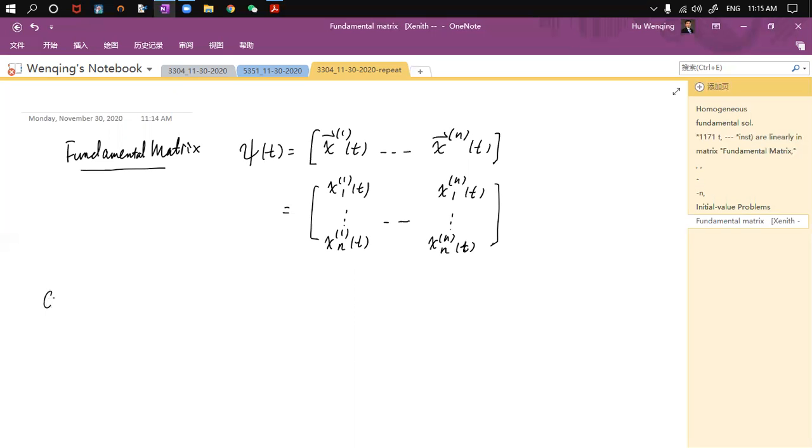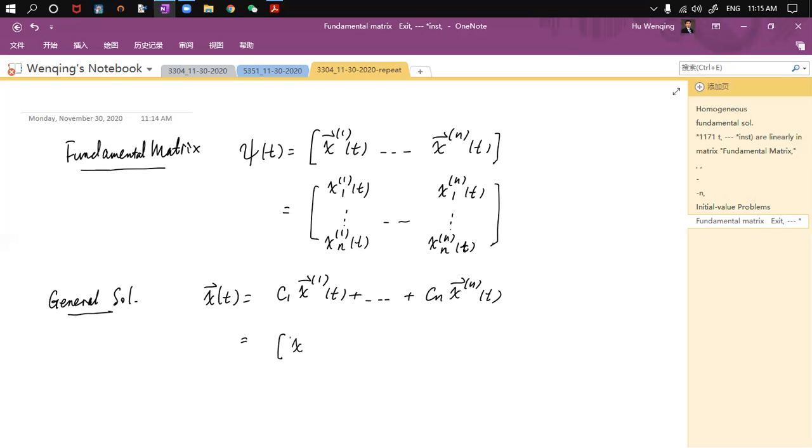Now you can see that the general solution has another very simple expression via the matrix-vector notation. Because it is C1 x1 of t plus dot dot dot plus Cn xn of t, I will treat this square matrix as a row vector. So it is treated as a row vector, which consists of column vectors. Each component in the row vector is a column vector. So a matrix is actually a vector of vectors, right?